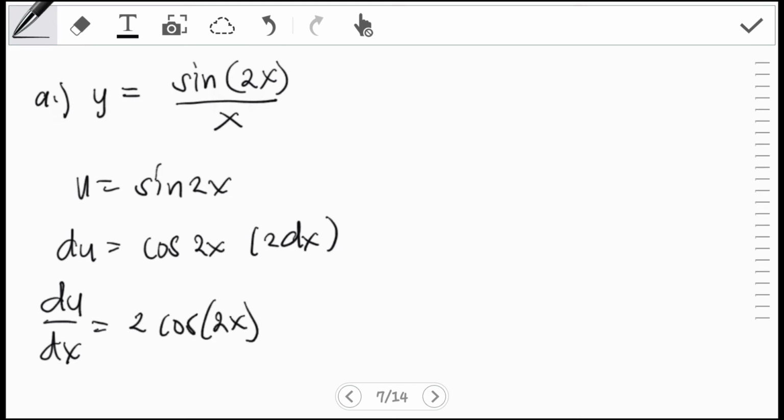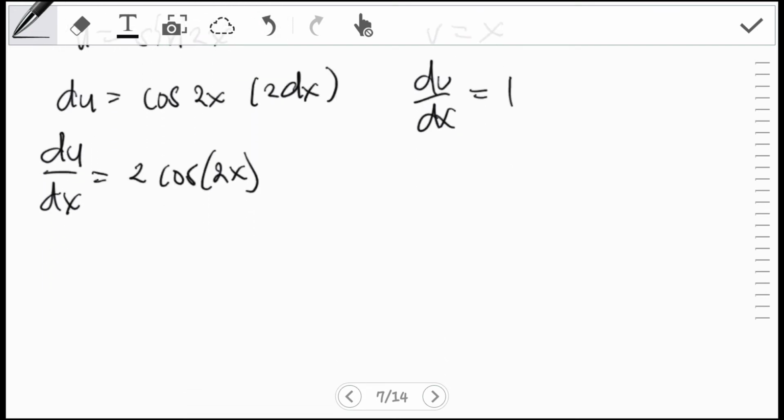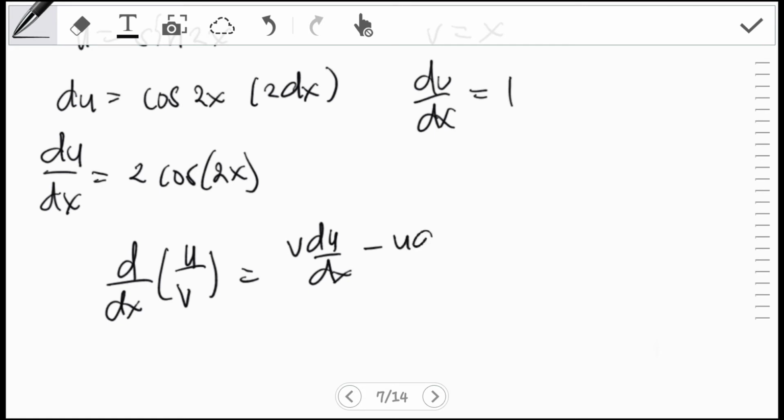Okay? So another is let v is equals to x. Then dv over dx is equals to 1. Okay? By applying this formula, d over dx, u over v is equals to v du over dx minus u dv over dx over v squared. Okay?